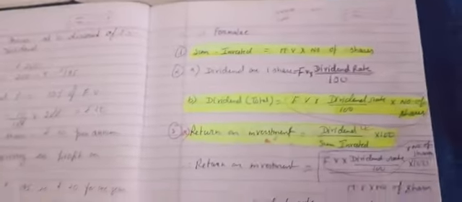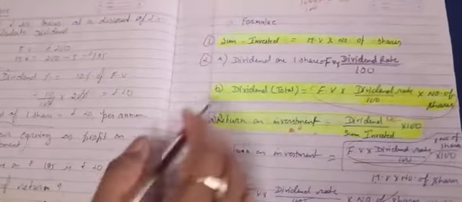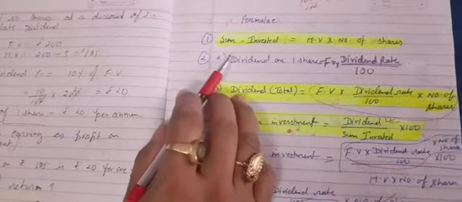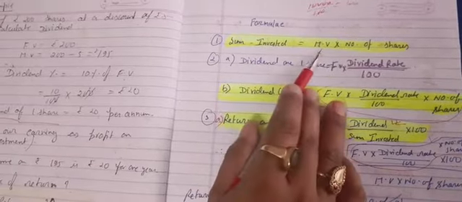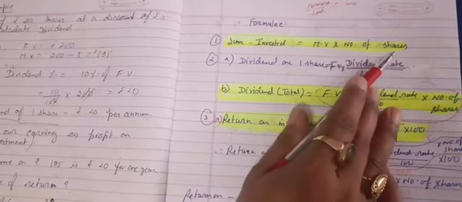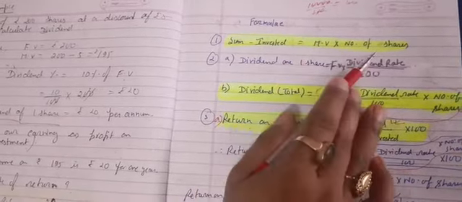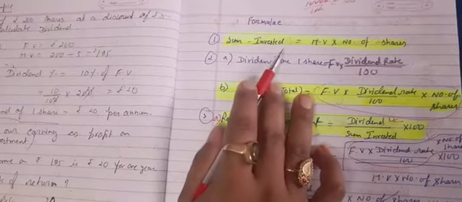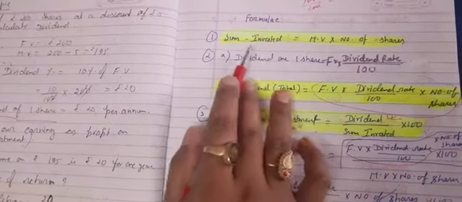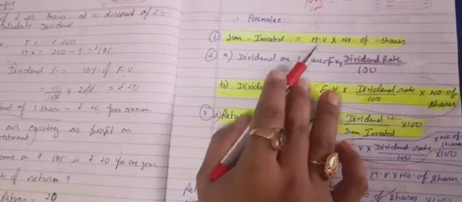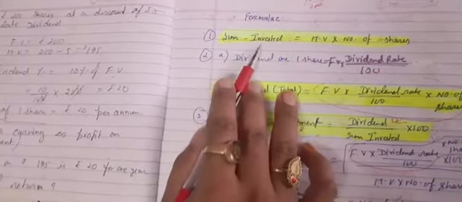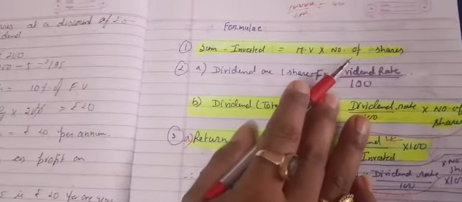Please show the notebook. Already we have discussed these formulas in the previous video. Please go through that. In short, I'm going to revise it. Sum invested is equal to market value into number of shares. Out of these, if any two are given, you can find out the third one. If the sum invested and number of shares are given, then you can find out MV. Or if MV, that is market value, and sum invested are given, then you can find out the number of shares.